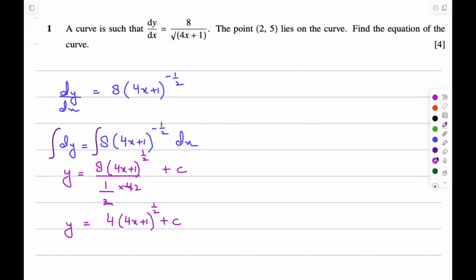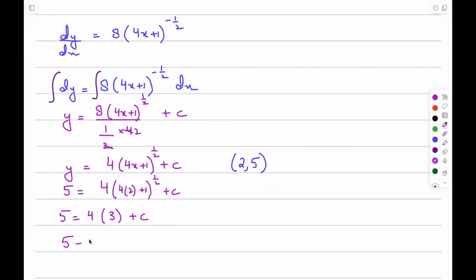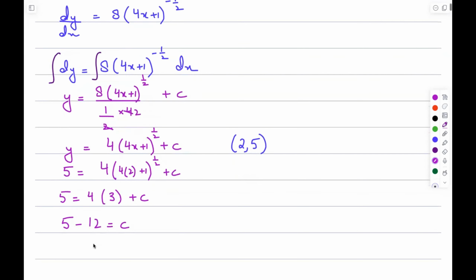Now to find the value of c, we already have a point on the curve, which is (2, 5). So substituting 2 and 5 into the equation, in place of y we'll substitute 5. So this will become 5 equals 4 into (4 into 2 plus 1) to the power 1 upon 2 plus c. So 5 is equal to 4 into the square root of 9, so this will become 3, plus c. 4 times 3 is 12. So c will be 5 minus 12, which is minus 7.